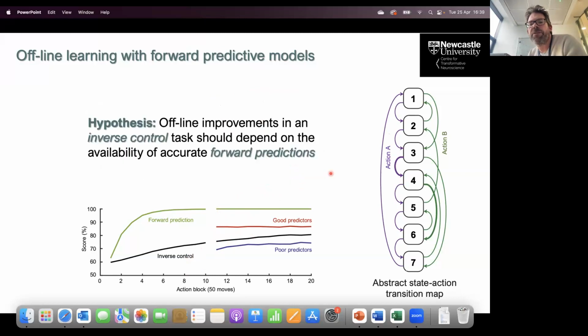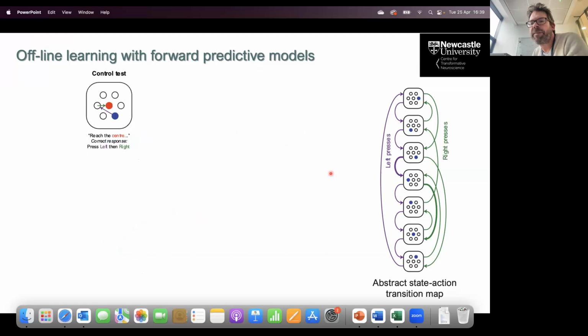And so this led us to a kind of hypothesis. Well, the hypothesis is that if this model is right, then offline improvements in an inverse control task should depend on the availability of accurate forward predictions at the end of day 1 learning. So we set out to test this in humans, and I'm not going to go into too many details, but the structure was exactly the same as the simulations I've just showed you.